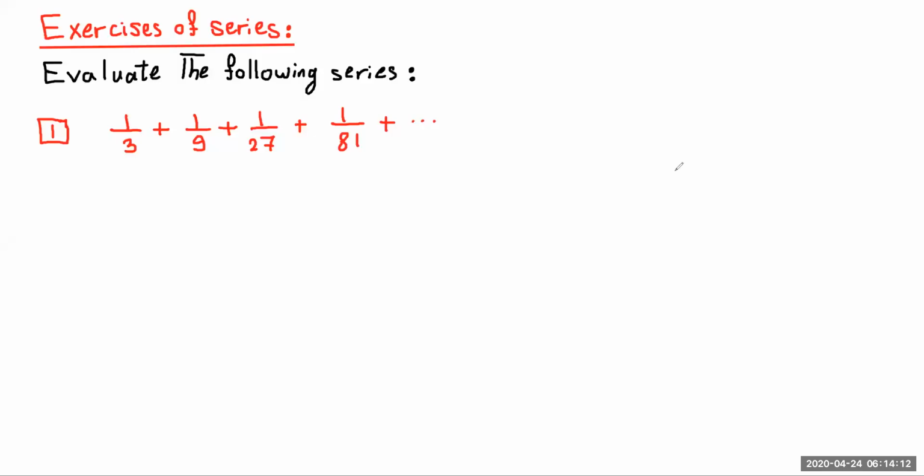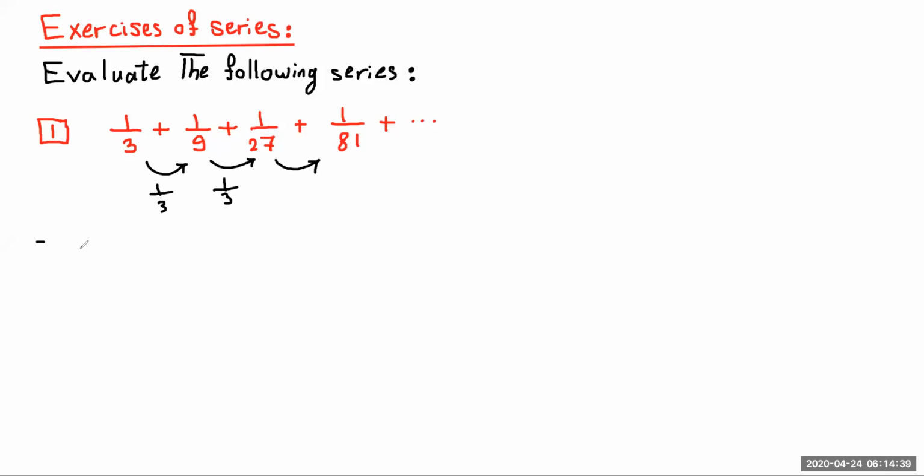Exercises of series. Evaluate the following series. This means, is the following series convergent or divergent? Let's take this series. It's a geometric series because from here to here we multiply by 1 over 3, and also from here to here we multiply by 1 over 3, and also here.